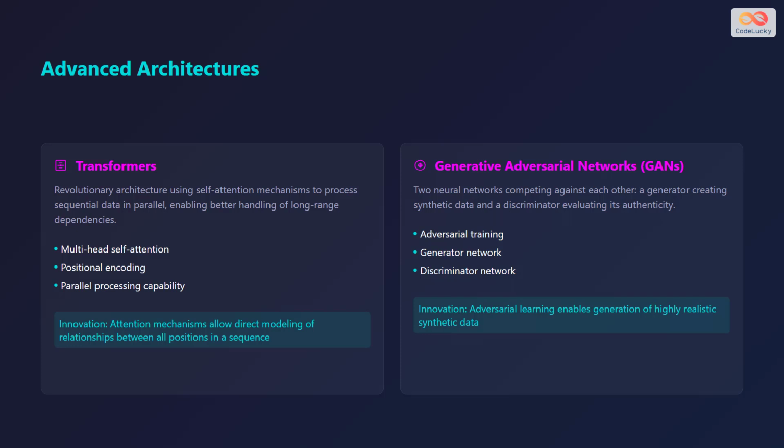Next, we have generative adversarial networks or GANs. These consist of two neural networks competing against each other, a generator creating synthetic data and a discriminator evaluating its authenticity. Key features include adversarial training, a generator network, and a discriminator network. The innovation is that adversarial learning enables the generation of highly realistic synthetic data.